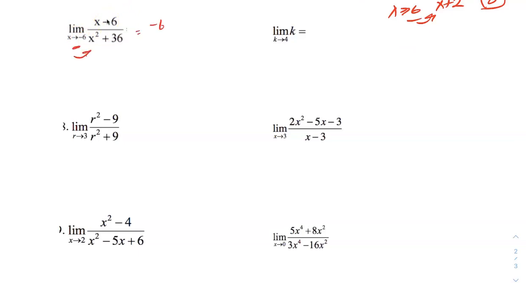So I get negative 6 minus 6 over negative 6 squared plus 36. Well, I get negative 12 over 72. That's my answer. It's a number. Done.